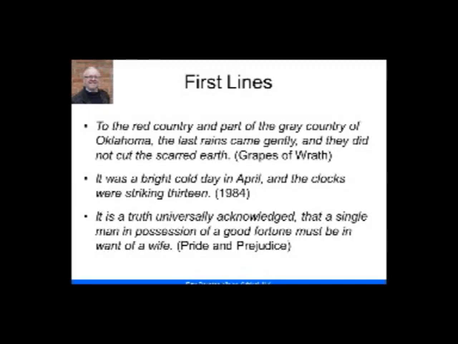It is a truth universally acknowledged that a single man in possession of a good fortune must be in want of a wife. Pride and Prejudice.